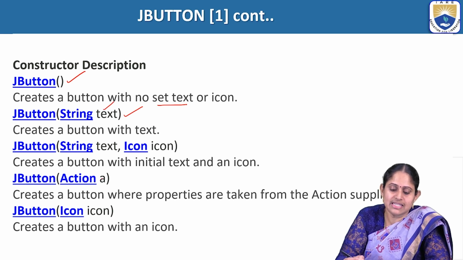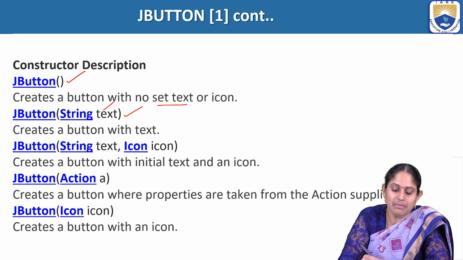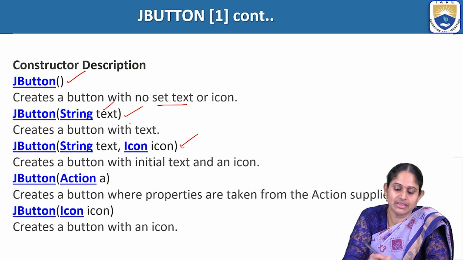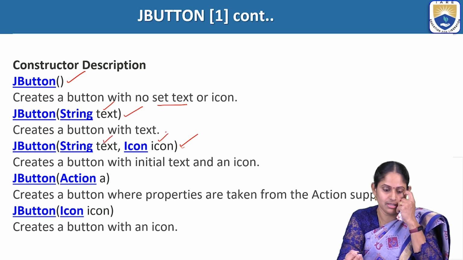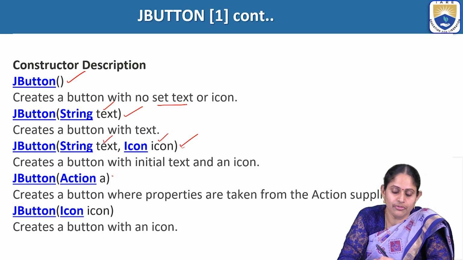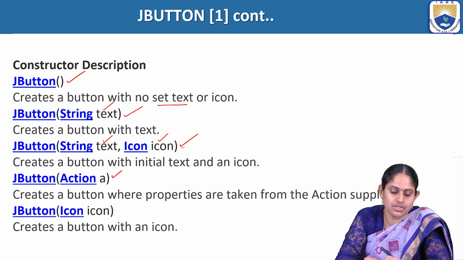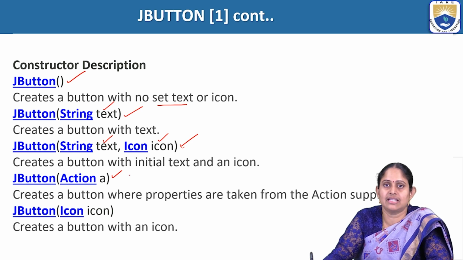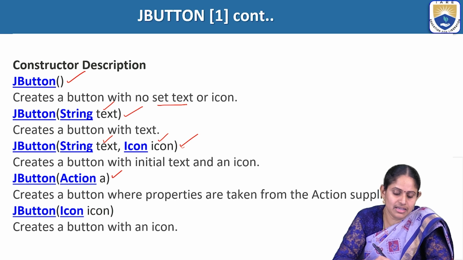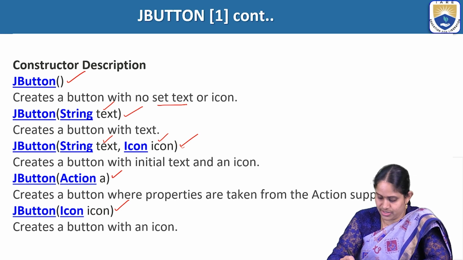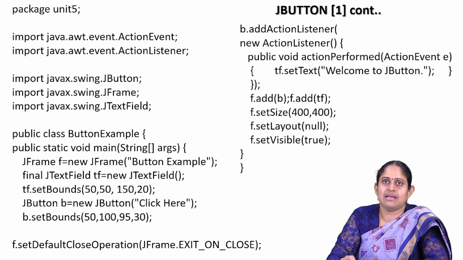We make use of the third constructor if we want to create a button with a text and an icon. That text and icon are passed as parameters to the constructor. If we want to perform some action, we make use of the fourth constructor, which creates a button where the properties are taken from the action specified. And if we want to create a button with only an icon, we make use of the fifth constructor.